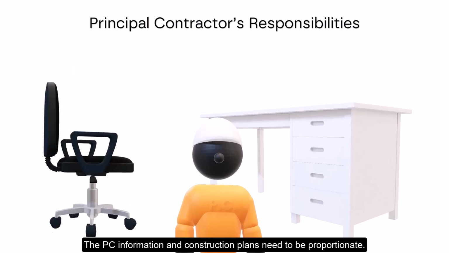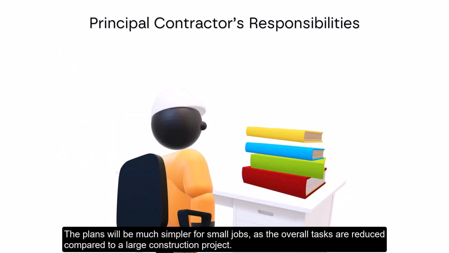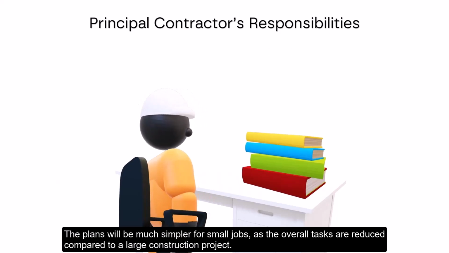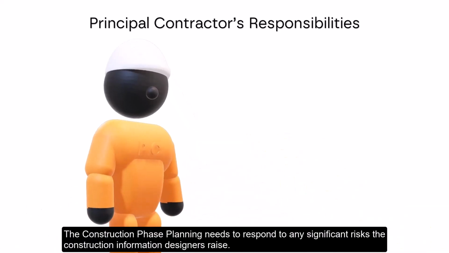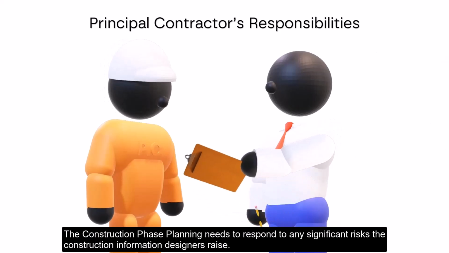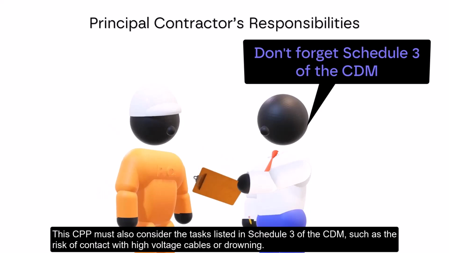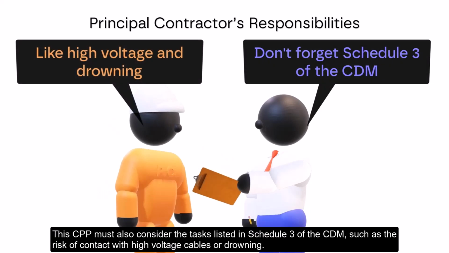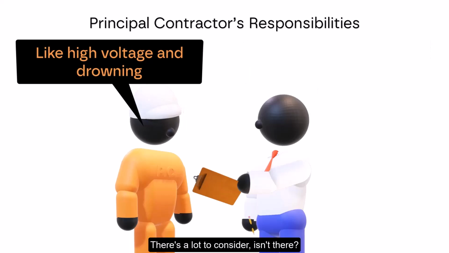The PC information and construction plans need to be proportionate. The plans will be much simpler for small jobs, as the overall tasks are reduced compared to a large construction project. The construction phase planning needs to respond to any significant risks the construction information designers raise. This CPP must also consider the tasks listed in Schedule 3 of the CDM, such as the risk of contact with high voltage cables or drowning. There's a lot to consider, isn't there?